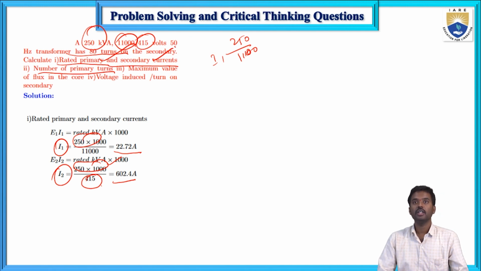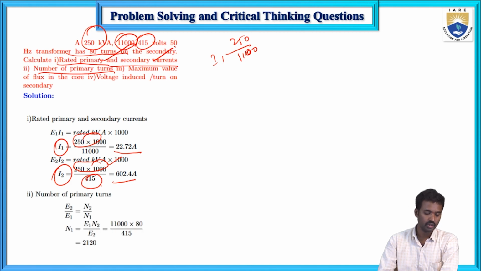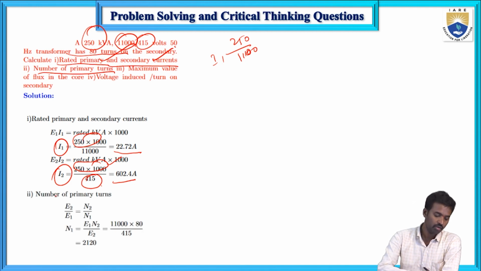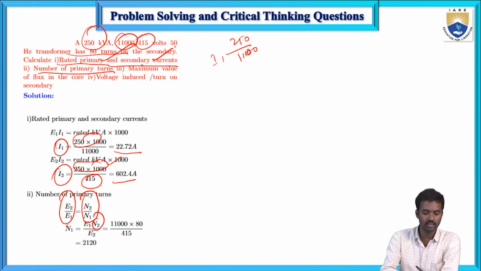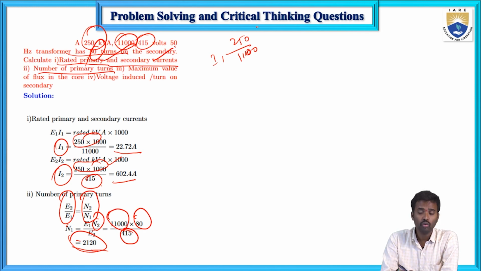And next, the primary winding turns. E1 by E2 equals N1 by N2. Here N2 equals 80 turns on the secondary. So N1 equals E1 times N2 divided by E2. That gives N1 equals 2120. Now the next case.